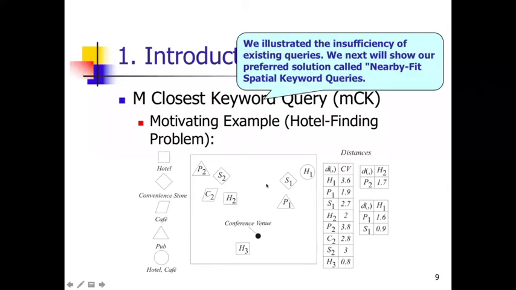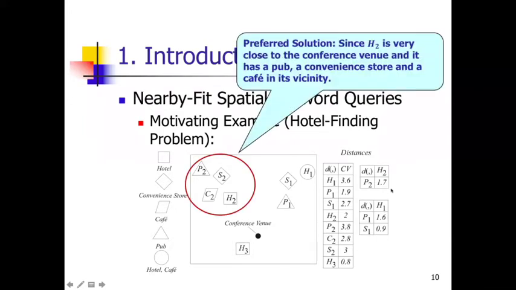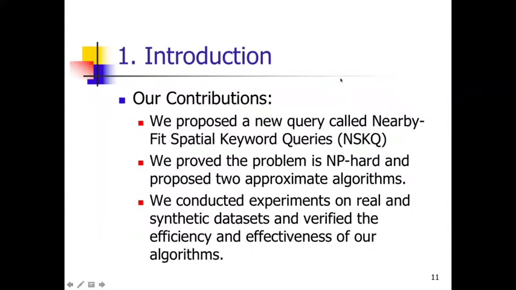We have illustrated the inefficiency of existing queries. We next show our preferred solution called nearby fit spatial keyword queries. In this query, H2 is a preferred solution because H2 is very close to the conference venue and it has a pub, a convenience store, and a cafe in its vicinity.